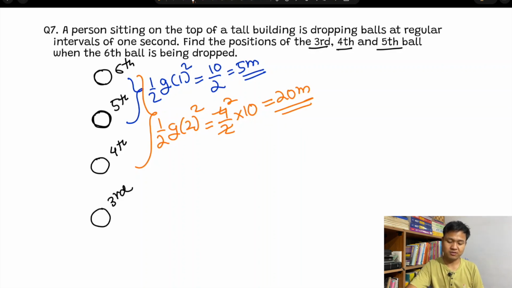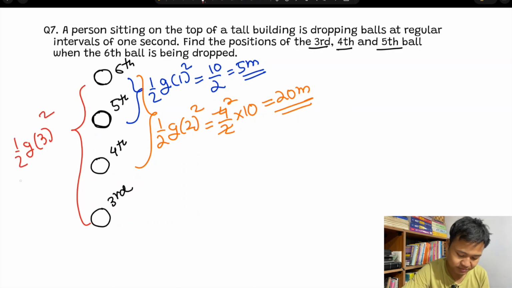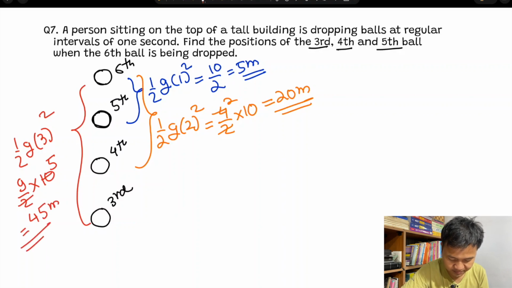So finally, where is the third ball? Third ball: half into z into 3 square, so 3 nines are 9 by 2 into z, that is 10. 2 fives are 10, 9 fives are 45. So the third ball is 45 meters below. Okay, so for question b, we find the positions with respect to where he was throwing. Okay, so these are the positions.